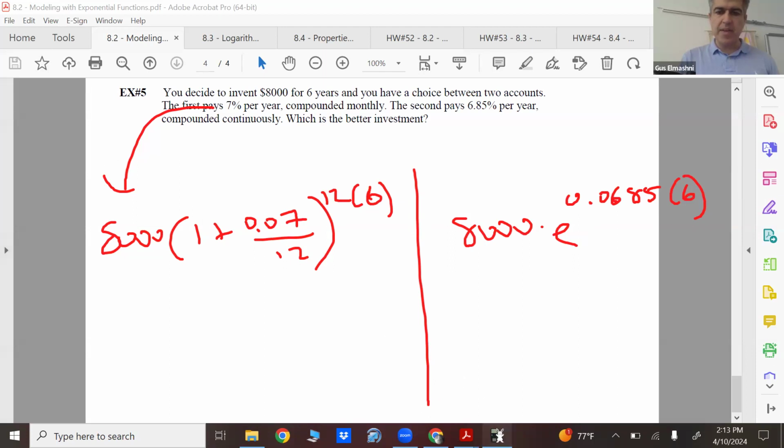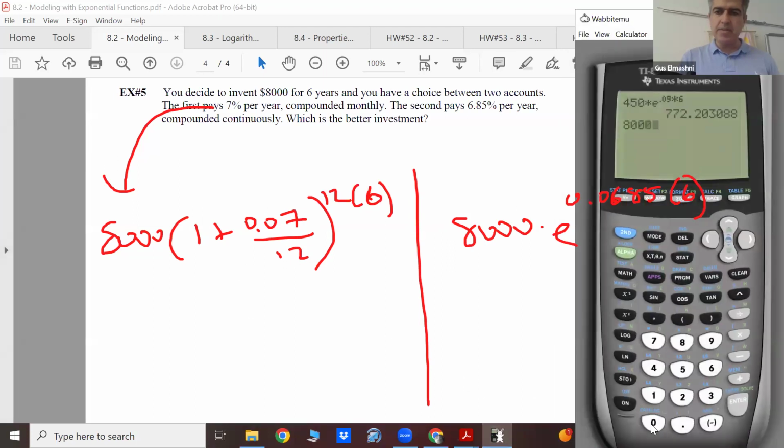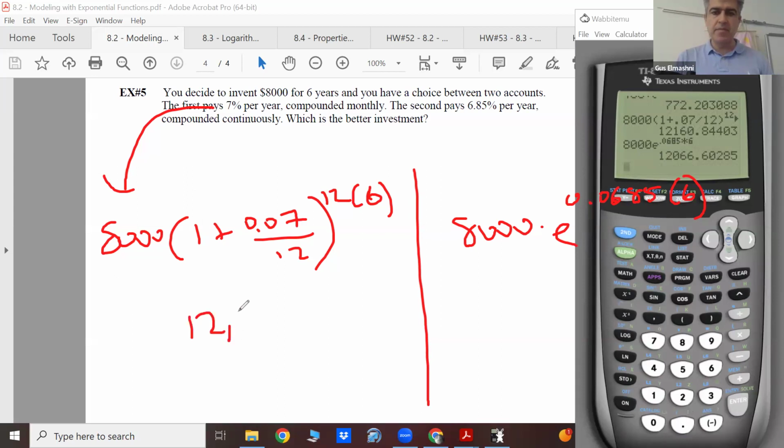I wish I had a handheld calculator on me. It's fine. So 8,000, or 0.0685. So actually the first one's better. And that's this one over here. So that's a better investment.